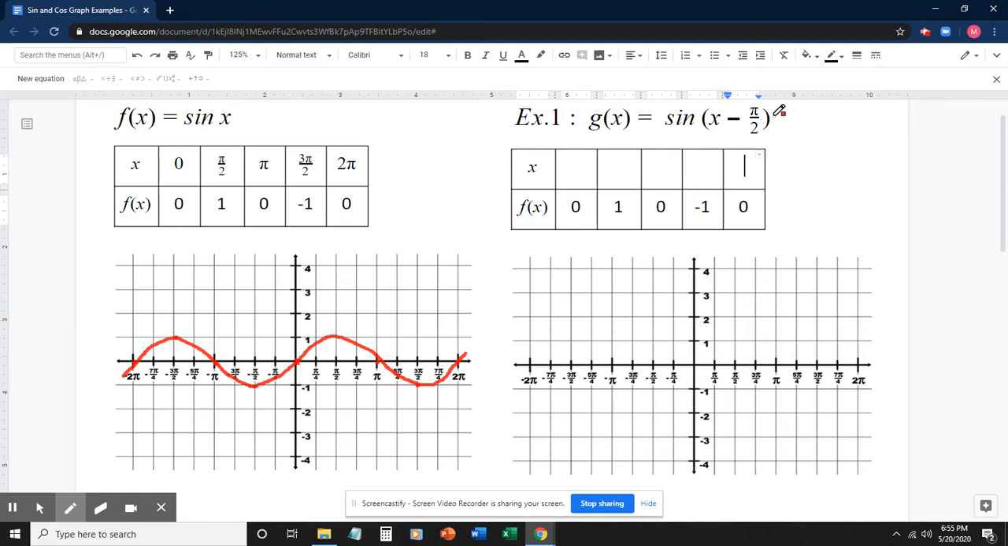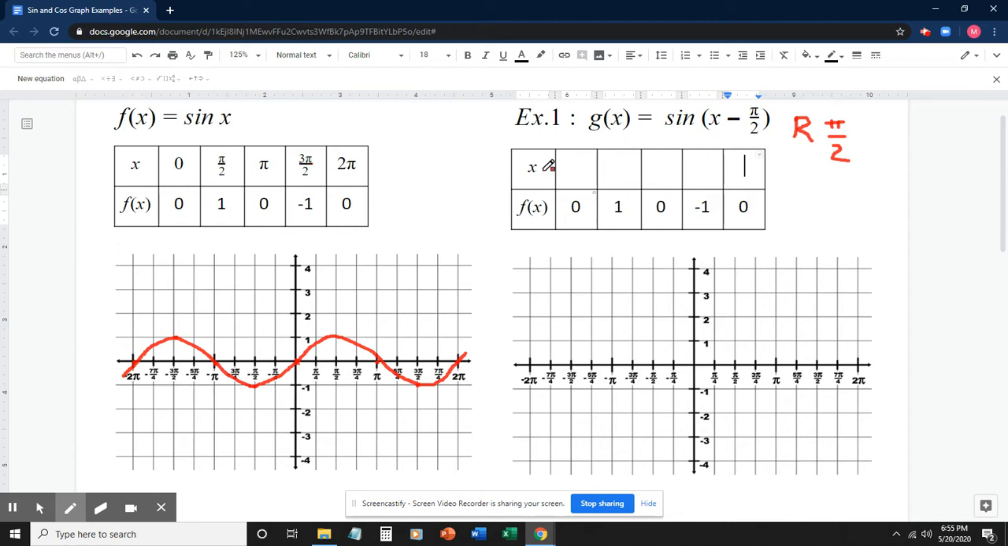Just like the last example that we did, if the number is added or subtracted outside of the parentheses, it moves it up and down. A number added or subtracted in the parentheses moves you left and right. And the thing to remember is the sign is always opposite. So x minus pi over 2 is actually going to move you right by pi over 2. Yeah, okay, that's decent, I guess.